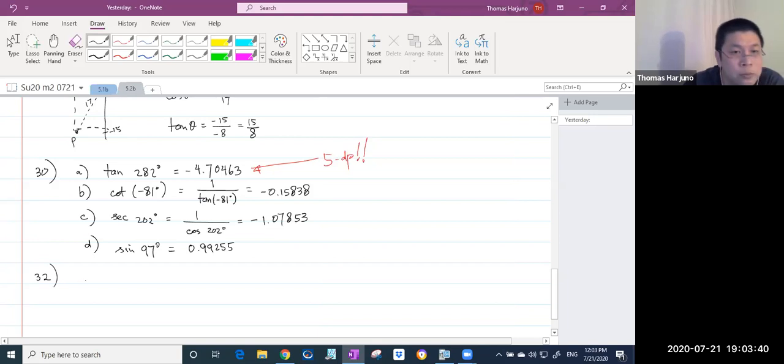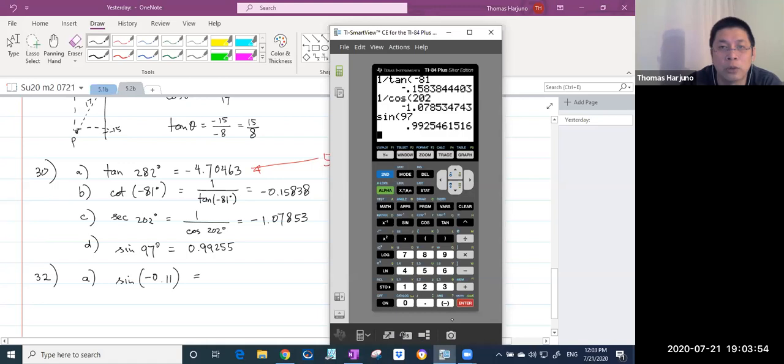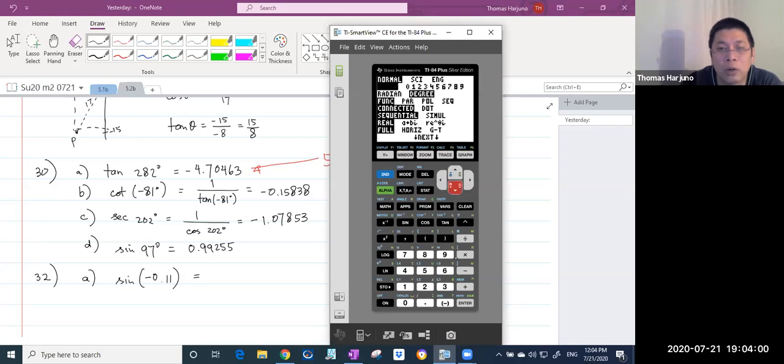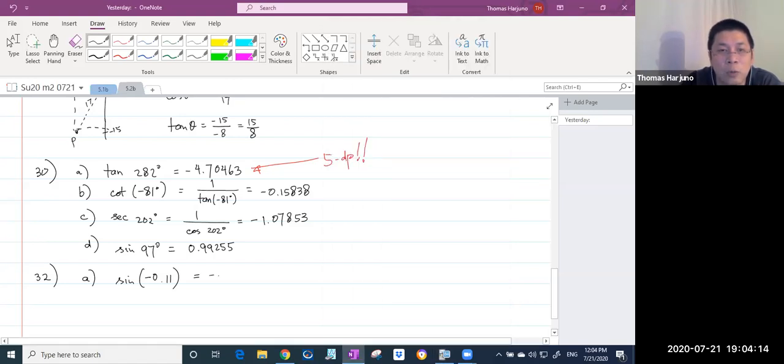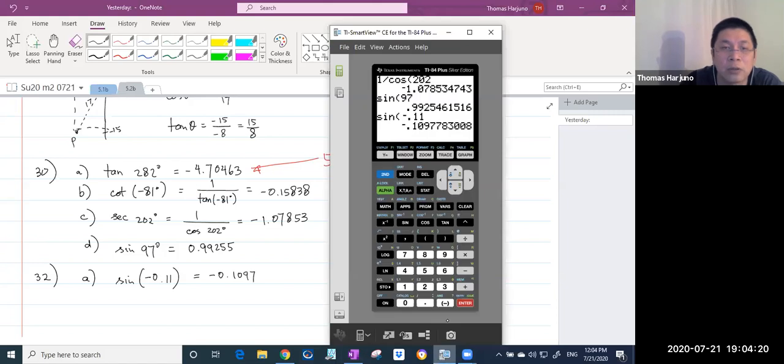Number 32, part A, this is sine of negative 0.11. There's no degree sign, so it must be in radian. Go to your calculator, change the mode. On my calculator, I go to this mode here and go to radian. Now then I put sine of negative 0.11. That is negative 0.10978.